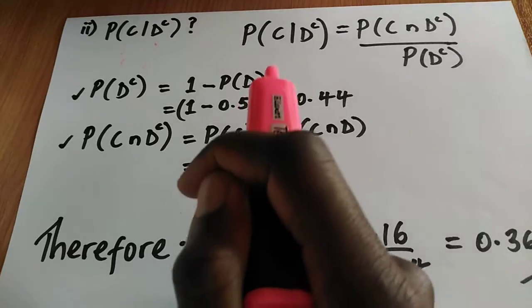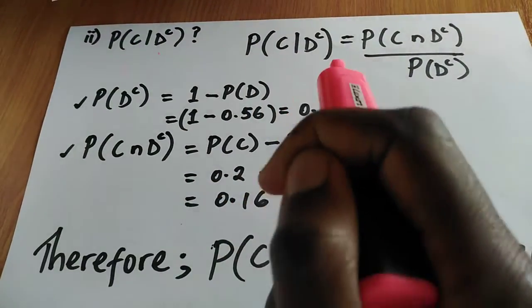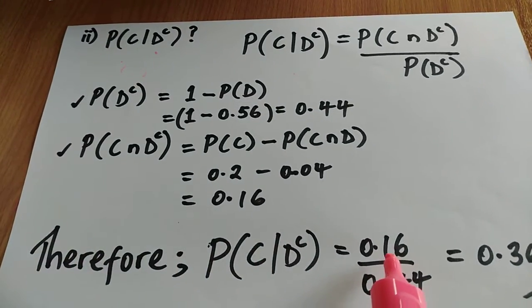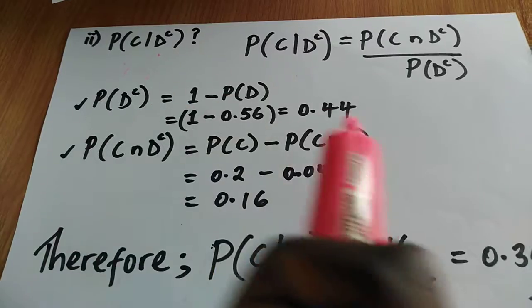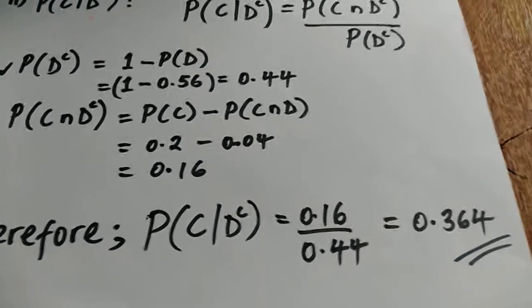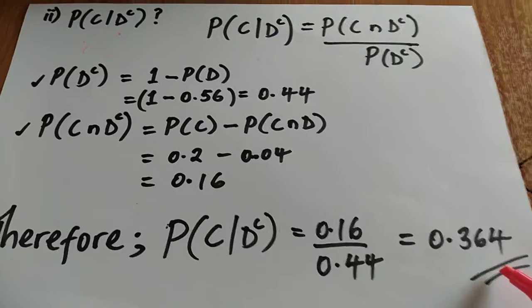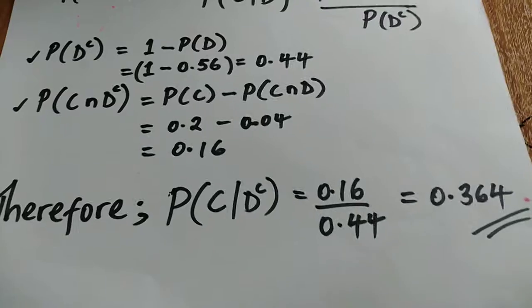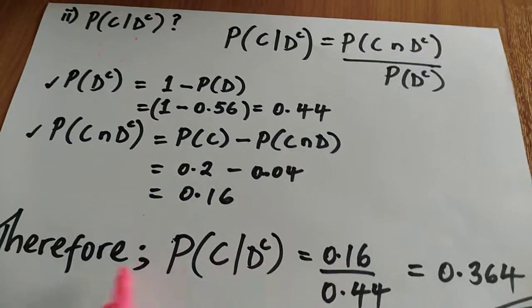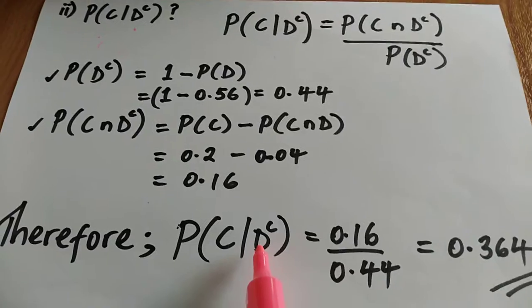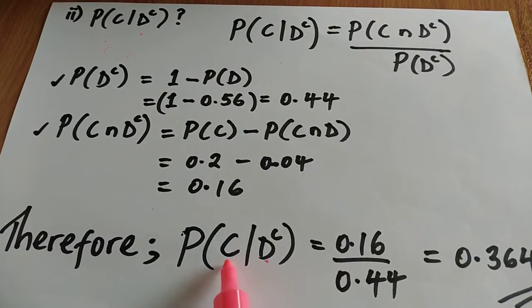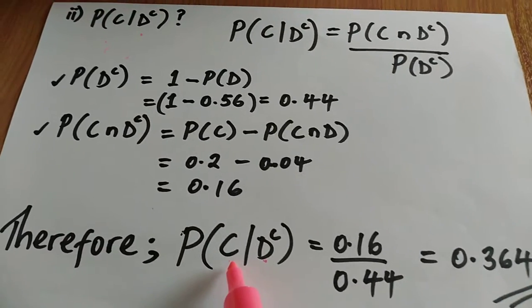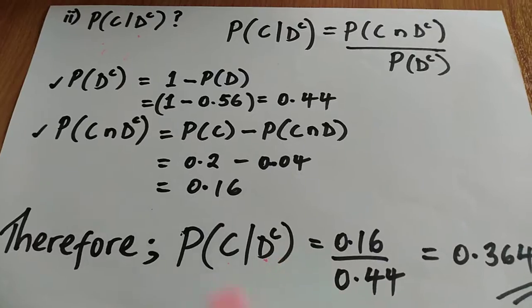Therefore, the probability of C given D complement is 0.16 over the probability of D complement, which is 0.44, and that division gets us the answer of 0.364. So this is the answer. This is the probability that a person who has no chest pain suffers from disease C. The probability that a person suffers from disease C given that they have no chest pain.